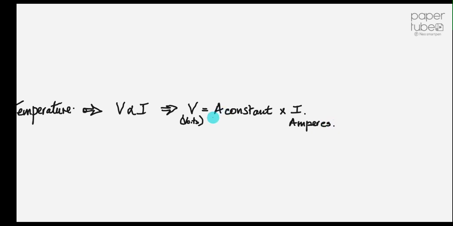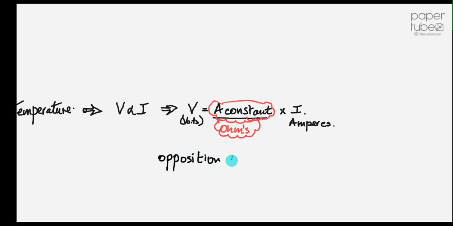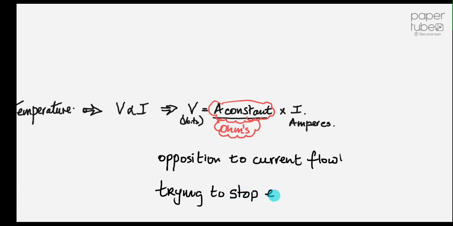And the resistance, this constant here, I'll change the pen, I'll put a bubble around it. This constant is the resistance measured in ohms. Fair enough. So that's what we are trying to look at. So what is this resistance? Well, resistance is the opposition to current flow. So it's the opposition to the movement of electrons. That's what it is. It's trying to stop the electrons moving, right? So we'll write that down. It's trying to stop the e's moving. Fair enough?